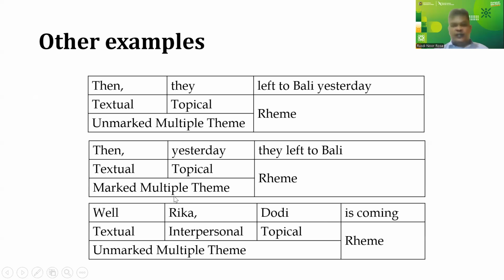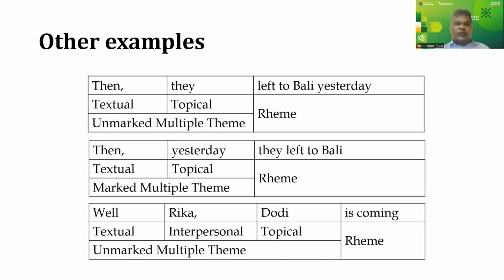The last example, you see that we have here three kinds of theme. We have textual, we have interpersonal, and we have topical themes. So in order to decide whether this is unmarked or marked theme, we have to look at the element of a topical theme. And you find here Dodi, and Dodi is participant one. Because it is participant one, then the theme is unmarked. So we combine with multiple, so we have here unmarked multiple theme.